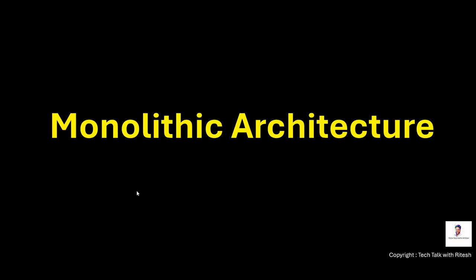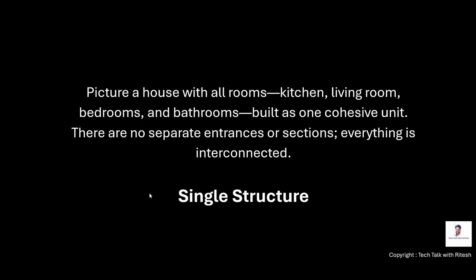So the first one, which is very old, is monolithic architecture. Let's understand what it is. Picture a house with all rooms, kitchen, living room, bedroom, bathroom, built as one cohesive unit. We have already covered what cohesiveness is, right? With one cohesive unit.